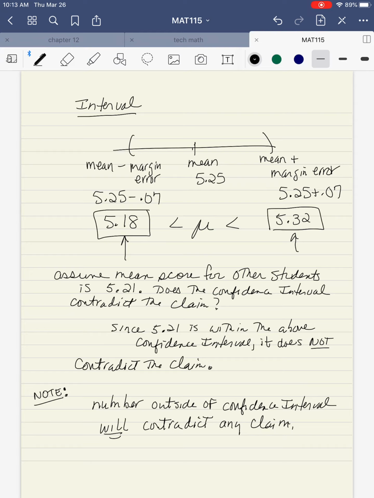Assume the mean score for other students is 5.21. Does the confidence interval contradict the claim? So pretty much what you're doing is looking to see if the number they give you is between the two numbers you just got. So is 5.21 in between 5.18 and 5.32? Yes, it is. So since it's within the above confidence interval, it does not contradict the claim. And on another note, if the number is outside of the confidence interval, it will contradict the claim. Meaning if they would have given me a number of, let's say, 4.2, 4.2 is not in between 5.18 and 5.32, so that would contradict the claim.